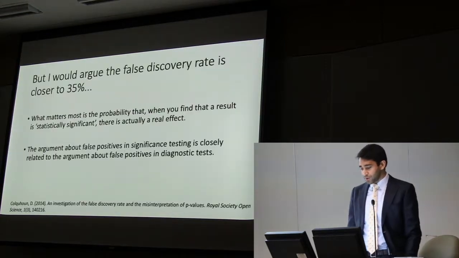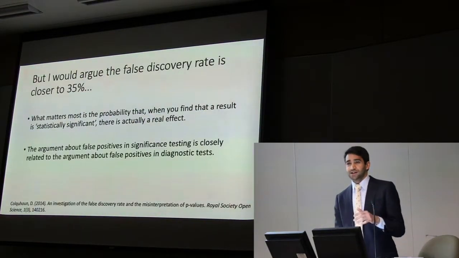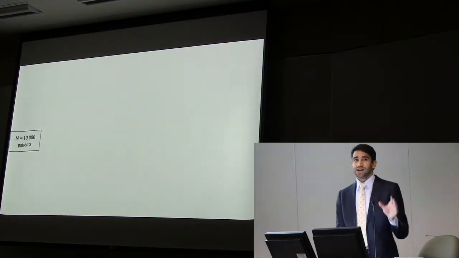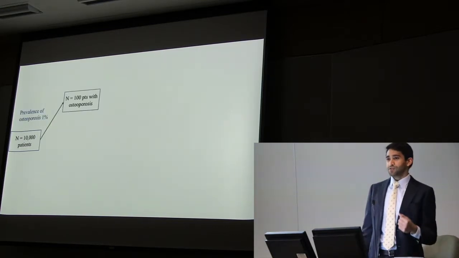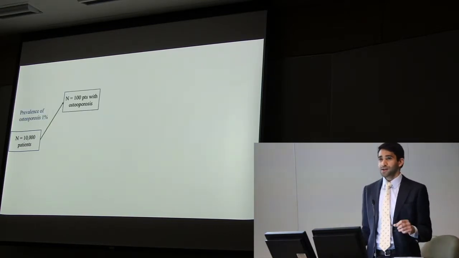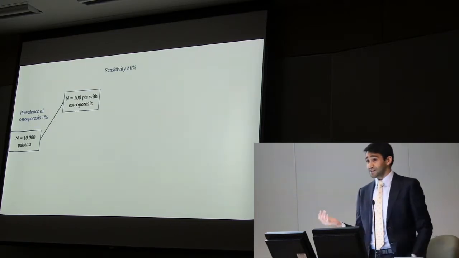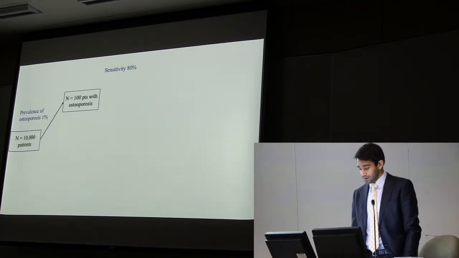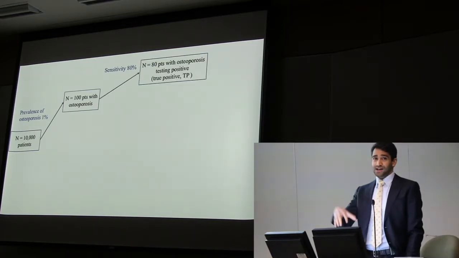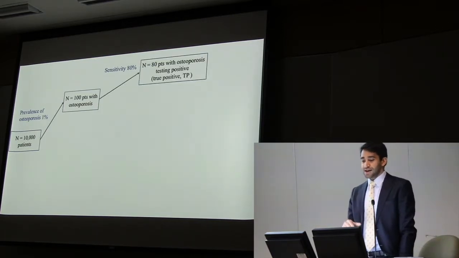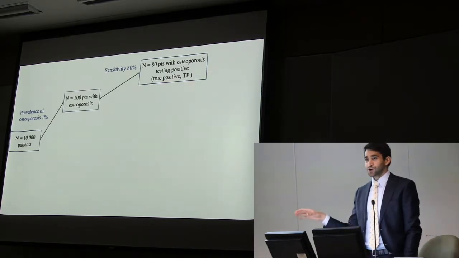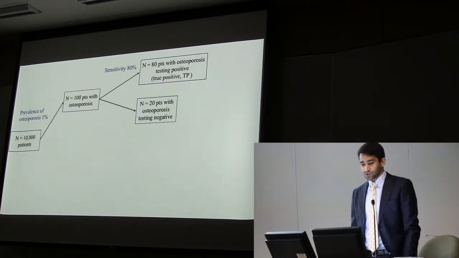And so the best way to think about this is in terms of a diagnostic test. So suppose I have 10,000 patients, and I say that the prevalence of osteoporosis is 1%. It's a fairly rare event. So now I have 100 patients with osteoporosis, and I say the sensitivity of my test is great. It's 80%. And so if I put that test on 100 osteoporosis patients, 80 of them are tested correctly as osteoporosis. 20 of them are false negatives.